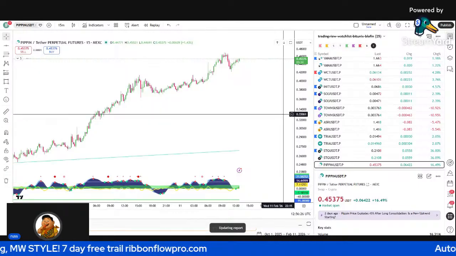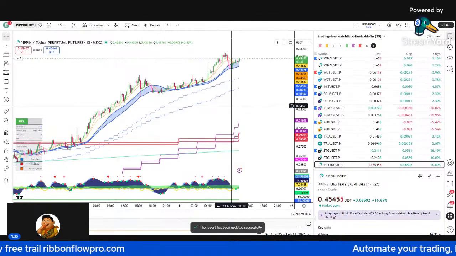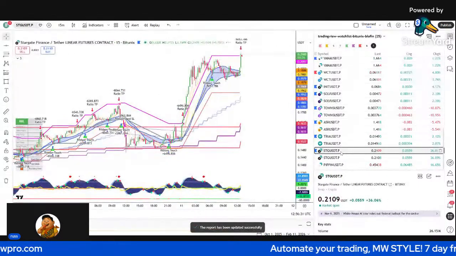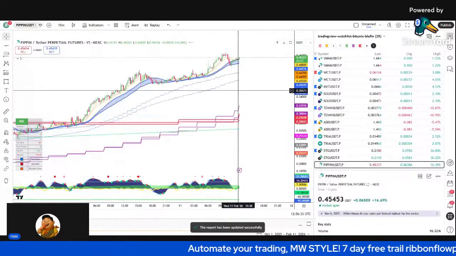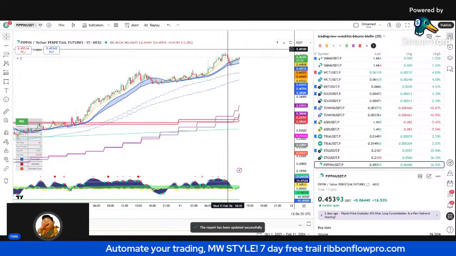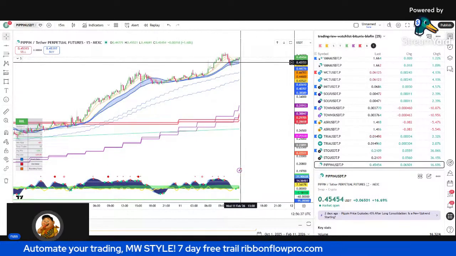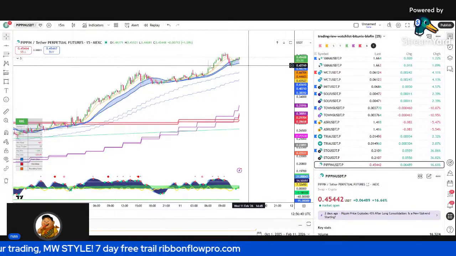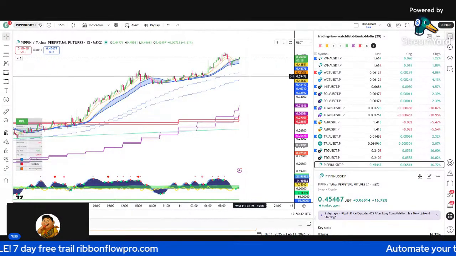Pippin is doing its thing again. Pippin is riding the 15. It's at the 15 minute now. You could literally just market buy this right now. Stop loss underneath. You could literally just do that.